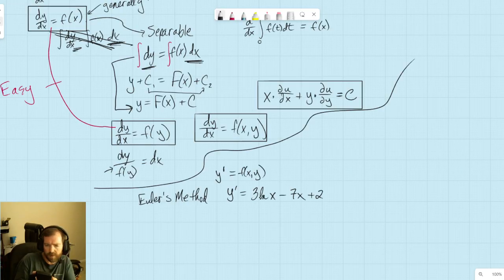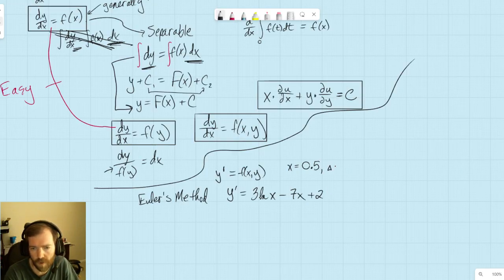Alright, so I'm going to graph this. So I'm going to want to take this at x equals 0.5. I'm going to take delta x to be 0.1.